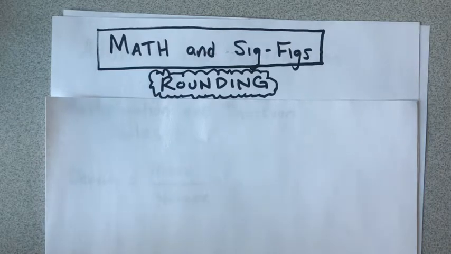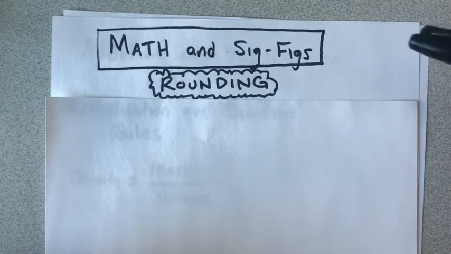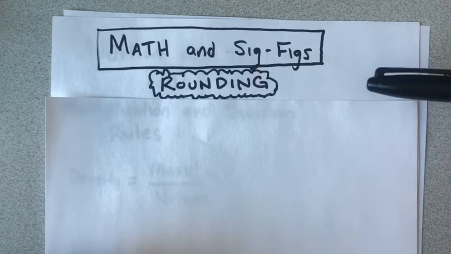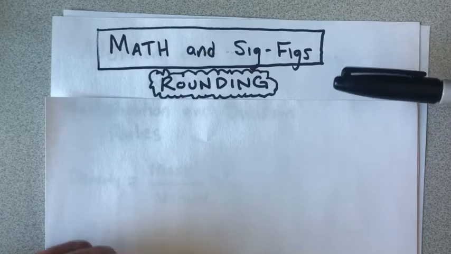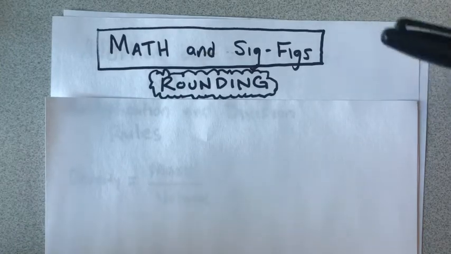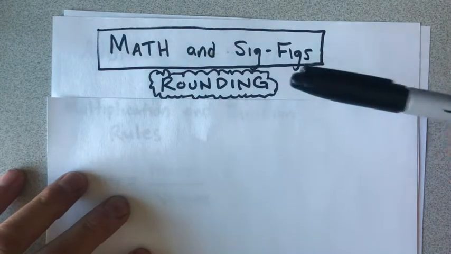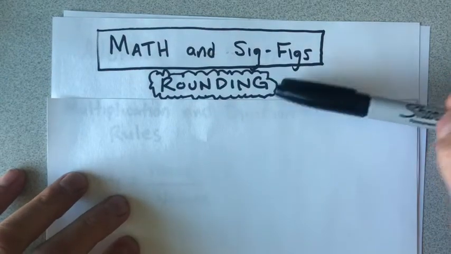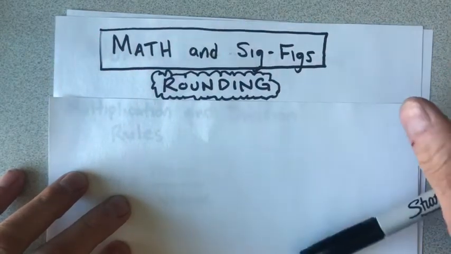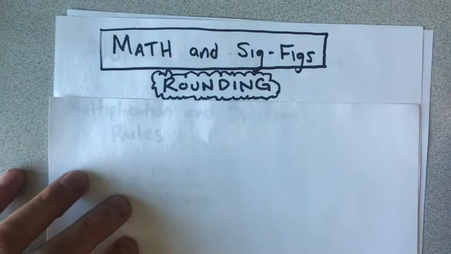All right, guys, let's talk a little bit about math and significant figures. This is a big part of reporting answers that you might be calculating with the right number of significant figures. And that has everything to do with rounding. And you guys are pretty familiar with rounding. You've probably been doing it your whole academic career.